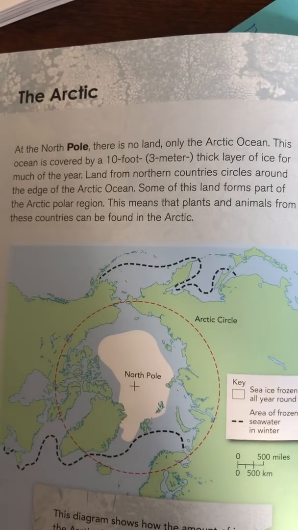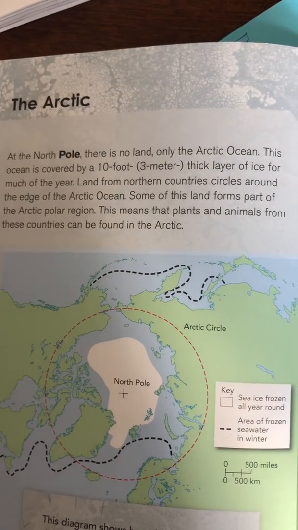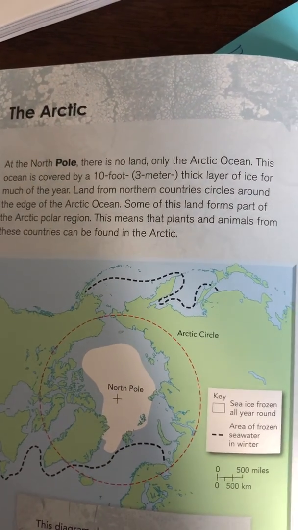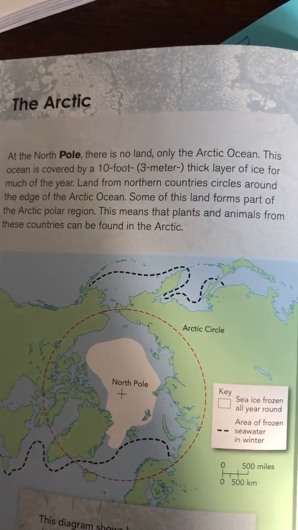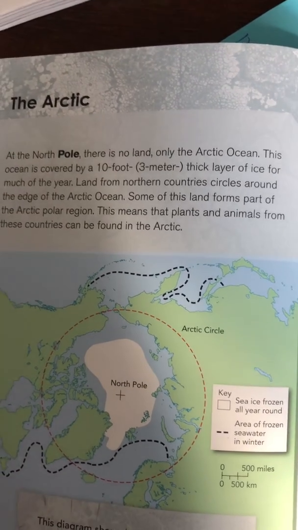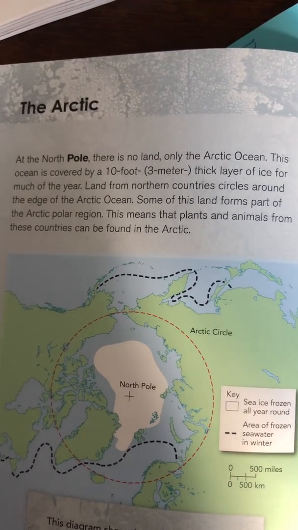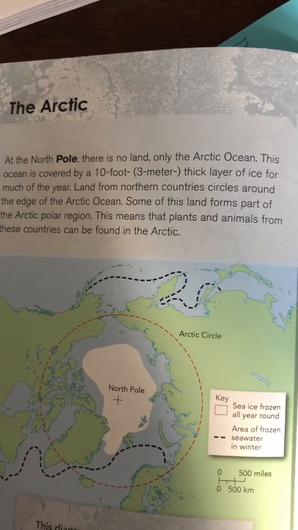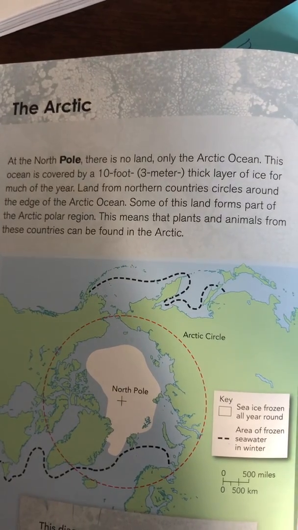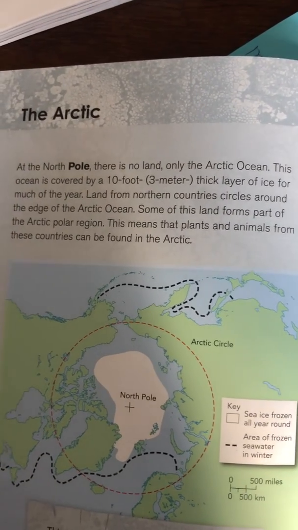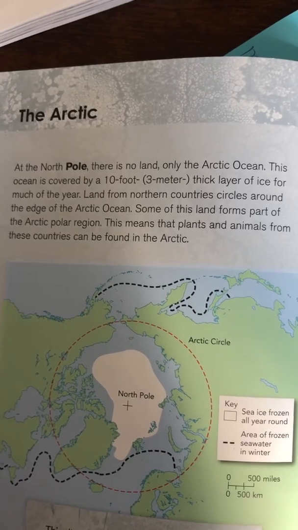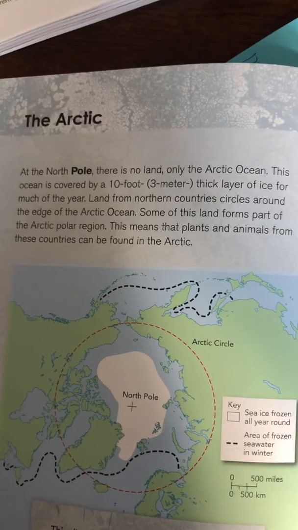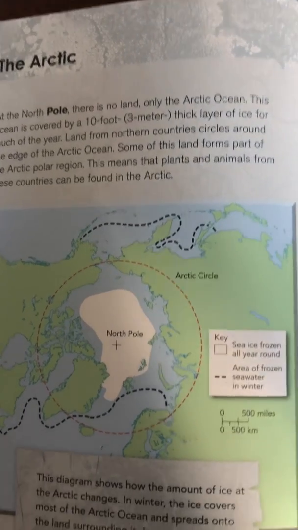The Arctic. At the North Pole, there is no land, only the Arctic Ocean. This ocean is covered by a 10-foot, 3-meter thick layer of ice for much of the year. Land from northern countries circles around the edge of the Arctic Ocean. Some of this land forms part of the Arctic polar region.